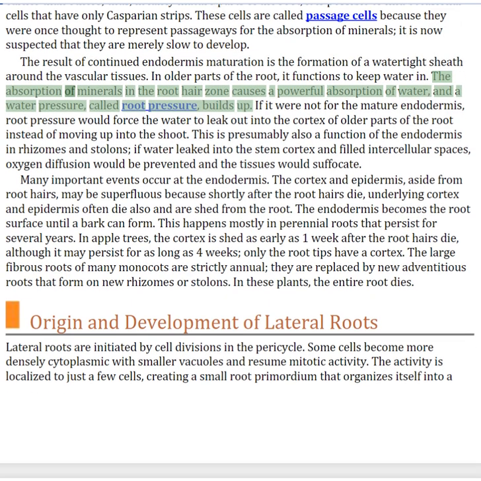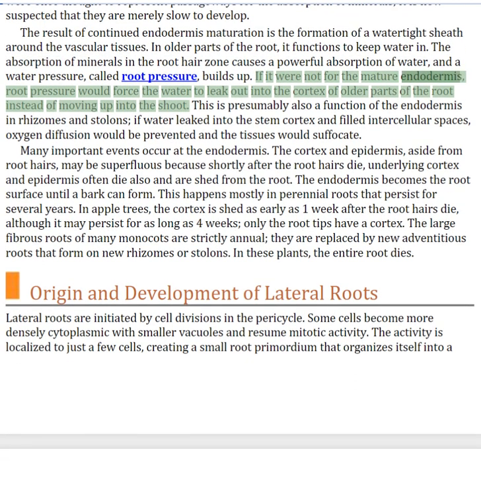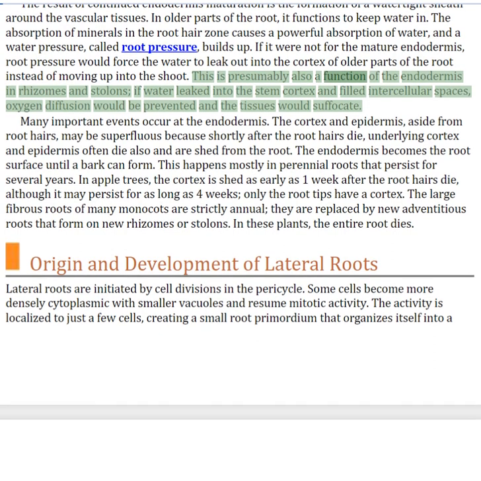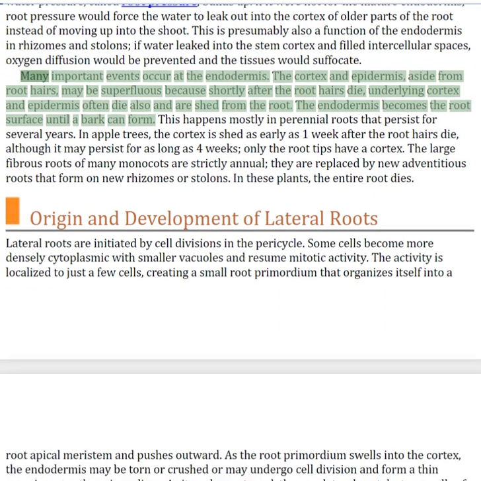The absorption of minerals in the root hair zone causes a powerful absorption of water, and a water pressure, called root pressure, builds up. If it were not for the mature endodermis, root pressure would force the water to leak out into the cortex of older parts of the root instead of moving up into the shoot. This is presumably also a function of the endodermis in rhizomes and stolons. If water leaked into the stem cortex and filled intercellular spaces, oxygen diffusion would be prevented and the tissues would suffocate. Many important events occur at the endodermis.